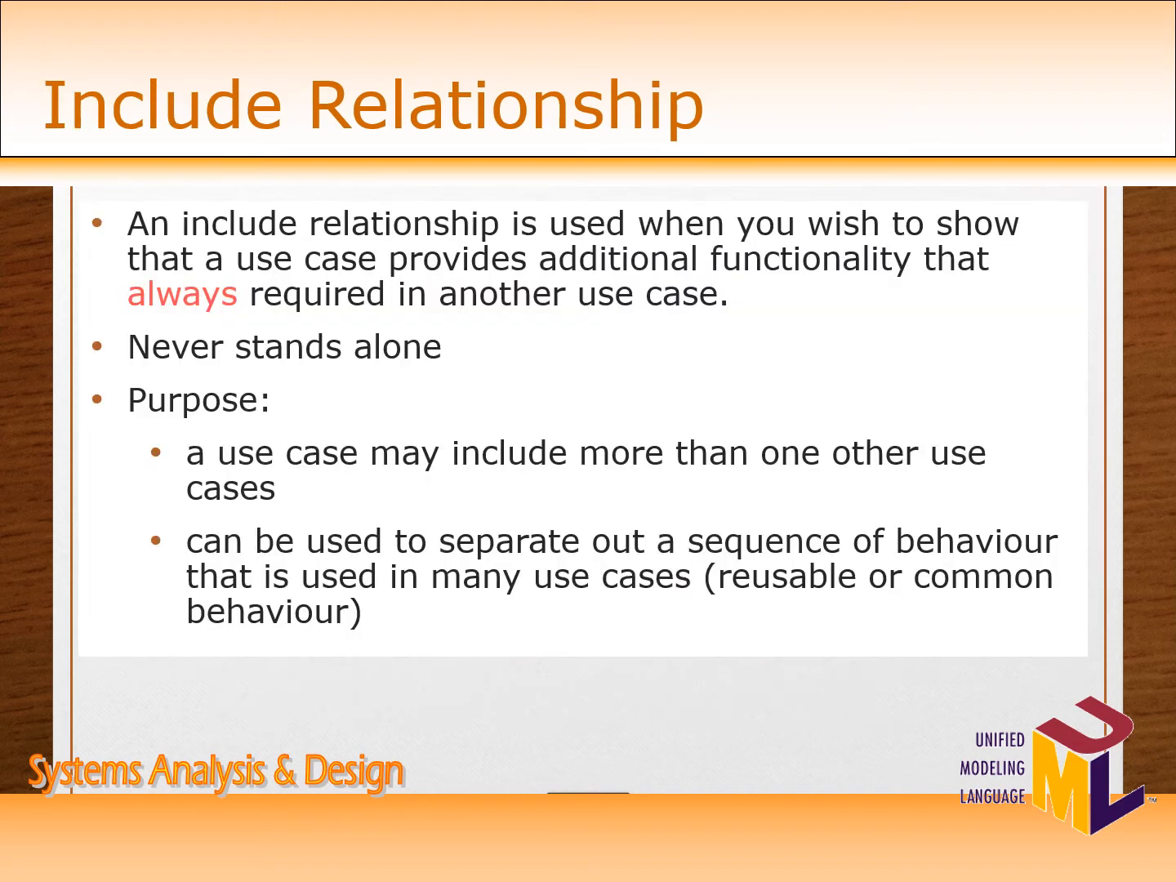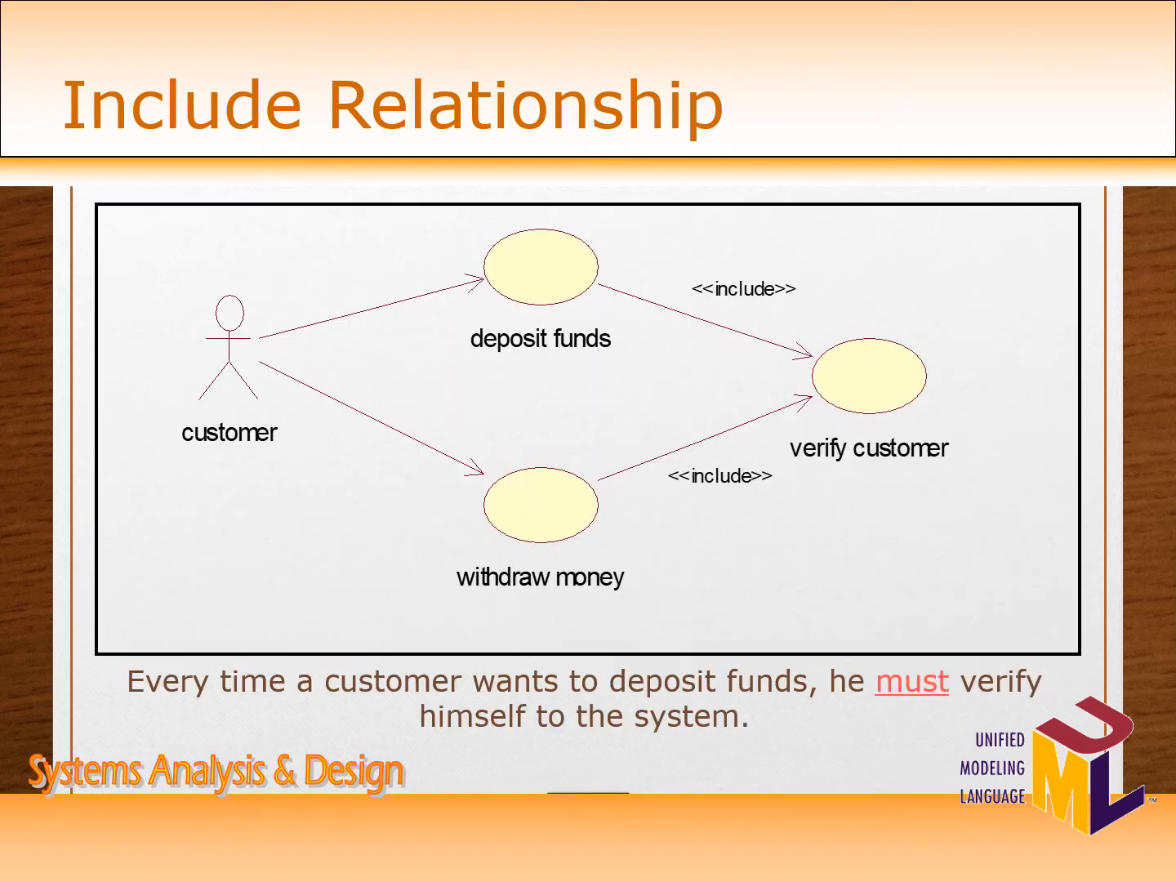Another form of relationship between the use cases is called include. Okay, include is used when you wish to show that a use case provides additional functionality that is always required in another use case. Never stands alone. Okay, so an example is easy for understanding. Think about logging into the system. Login is always compulsory for most of the transactions. So that is an example of an include relationship.